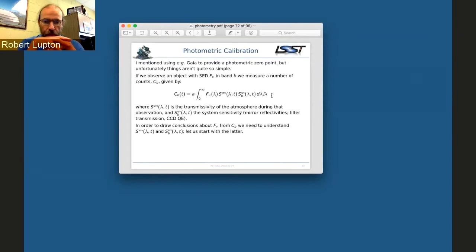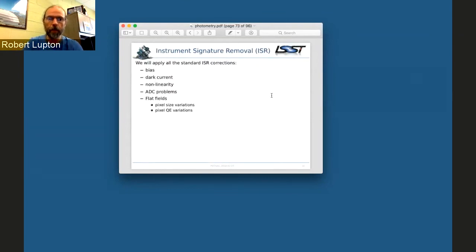So to draw conclusions about F nu, which is what we care about, from the counts, we need to understand both the transmission of the atmosphere as a function of wavelength and time, and the system as a function of wavelength and time.